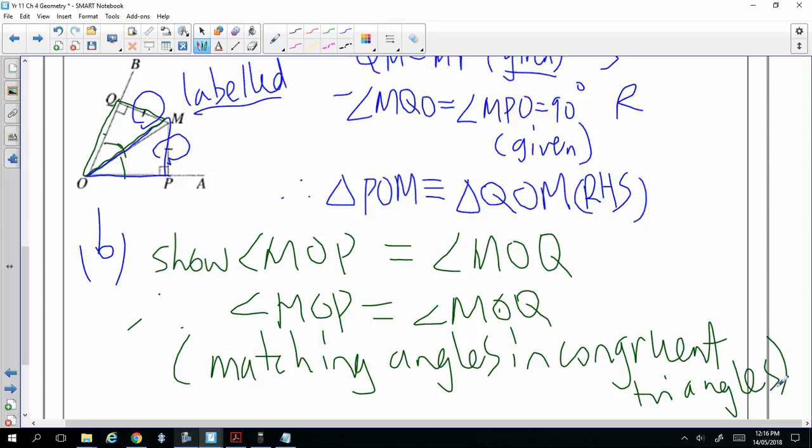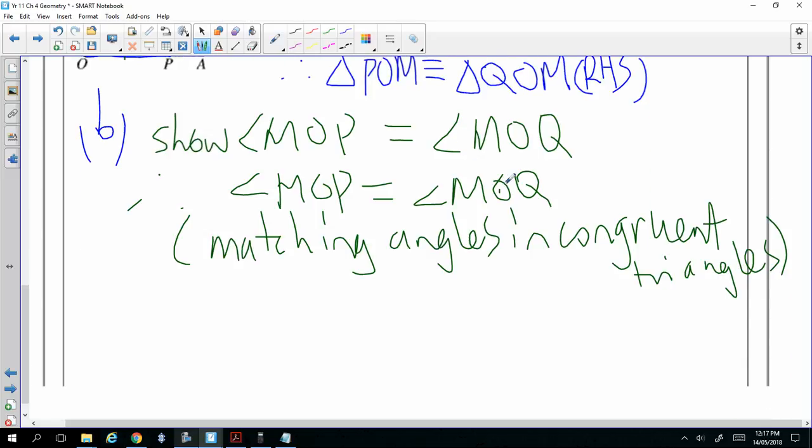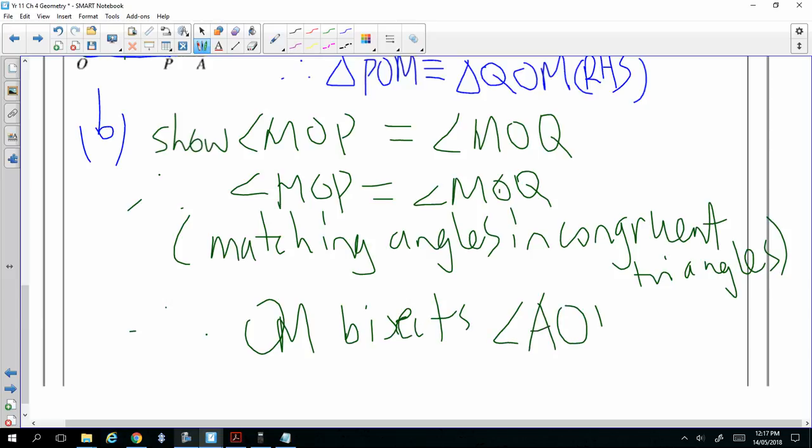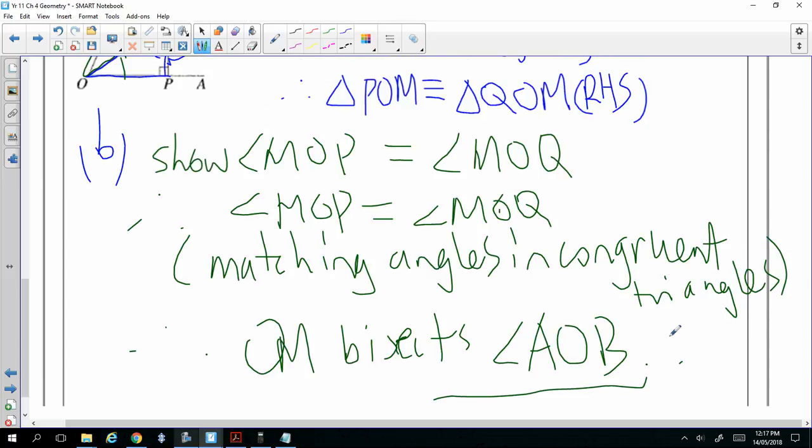Because these are the 2 matching angles in the congruent triangle. They're opposite to the matching sides. See that these 2 sides are equal, therefore the 2 matching angles are equal. And because the matching angles are equal, then you can say, therefore, answer the question, OM must bisect. So you're just copying down the question again, bisect angle AOB. Right, so that's the reason you give. So very important, you write matching angles in congruent triangles. Or if you say the sides are the same, you say matching sides in congruent triangles.